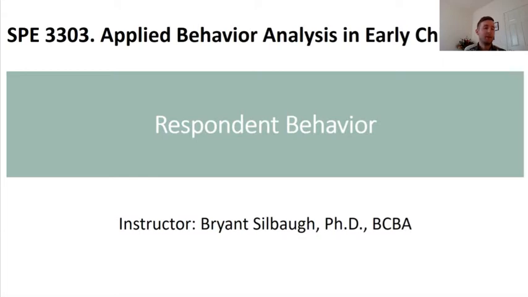Back in the 1930s, during his work at Harvard, B.F. Skinner wrote about two general types of behavior, respondent and operant. Operant behavior is behavior controlled primarily through consequences, and that's what we're going to discuss in the next unit.